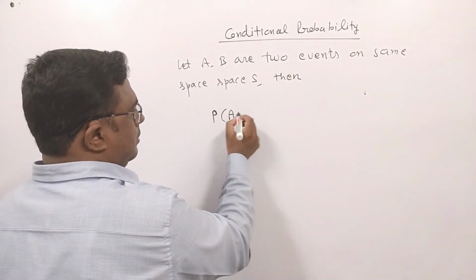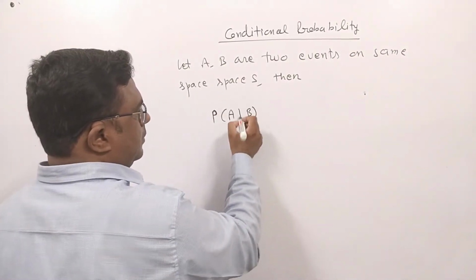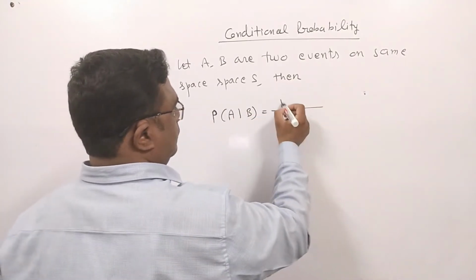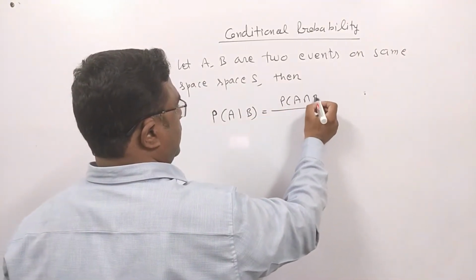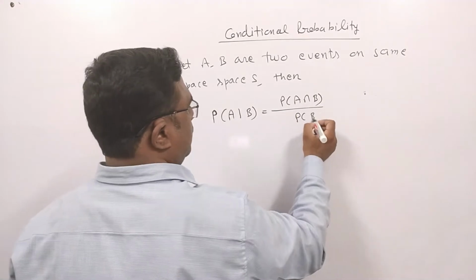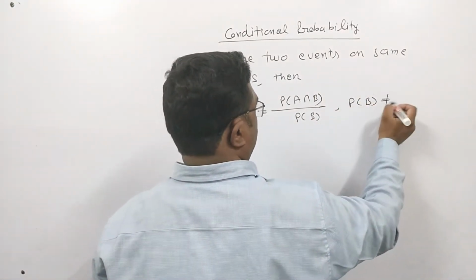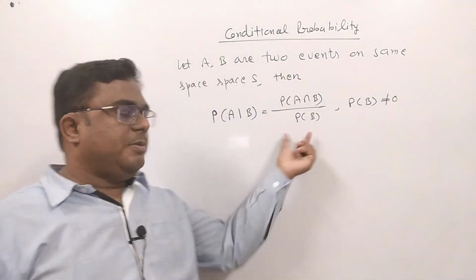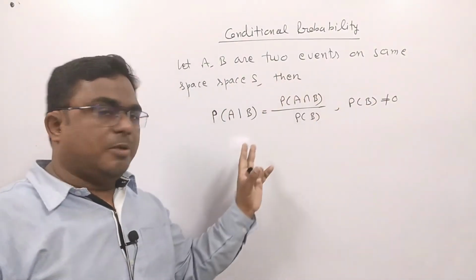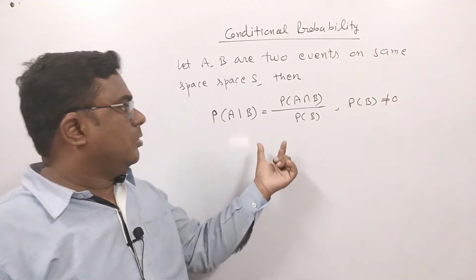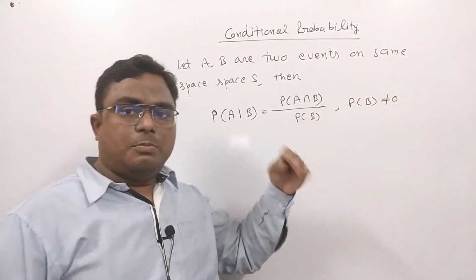P A upon B is equal to P A intersection B upon P B, where P B is not equal to 0. Because if P B becomes 0, then this value will become not defined. So we have to prevent P B from becoming 0.